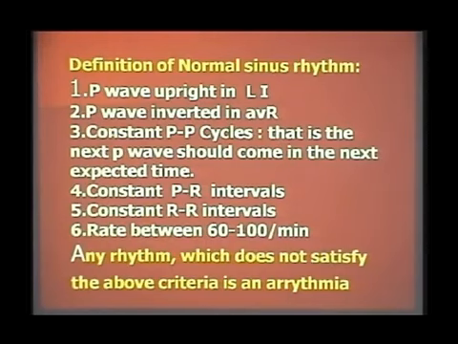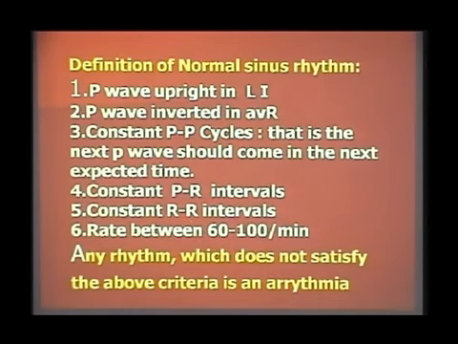Inverted in AVR. Then the constant PP cycle. You have to measure the interval, the squares between 2 adjacent P waves. Let us imagine in lead 1, 2 adjacent P waves have 4 big squares in between. Throughout the ECG, your PP interval should have only 4 squares. For example, if you take the PP interval at V5, V6, it should be only 4 squares. Throughout the ECG, the PP interval should remain constant. Then the PR interval should remain constant. For example, in L1 you measure the PR interval as 0.20. Throughout that ECG, the PR interval has to be 0.20. Because your PP interval is constant and your PR interval is constant, your RR interval is also going to be constant. So when you measure the RR interval as 4 squares, everywhere the RR interval should be 4 squares.